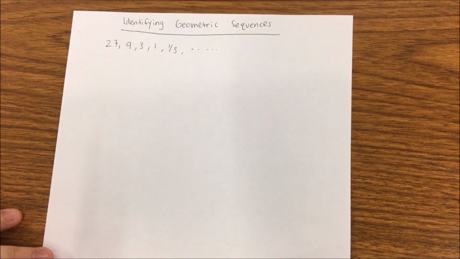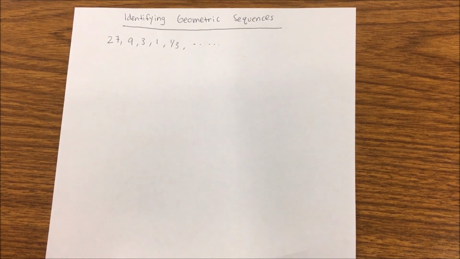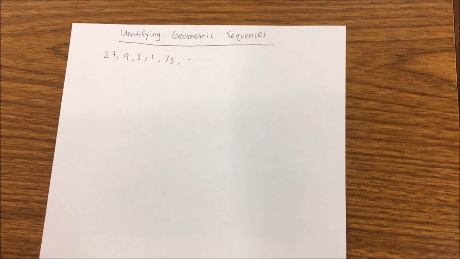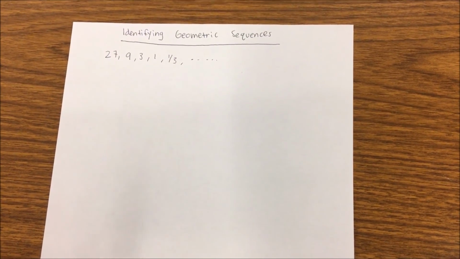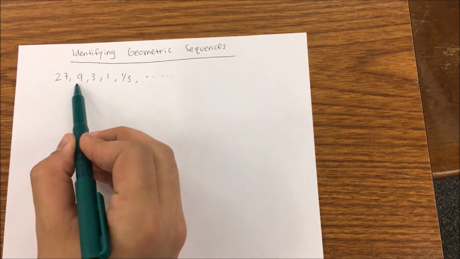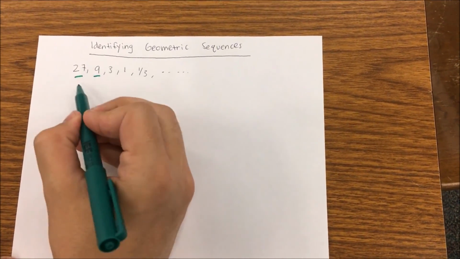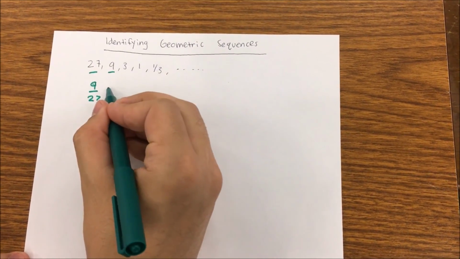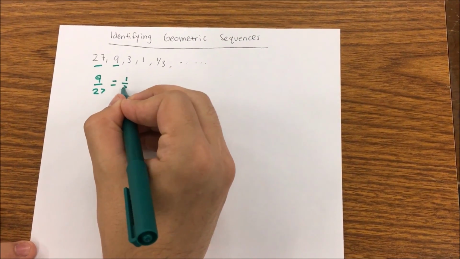Identifying geometric sequences. So our sequence is 27, 9, 3, 1, and 1/3. To find the ratio of the sequence, we're going to want to divide A2 by A1. So 9 divided by 27, which would equal 1/3.